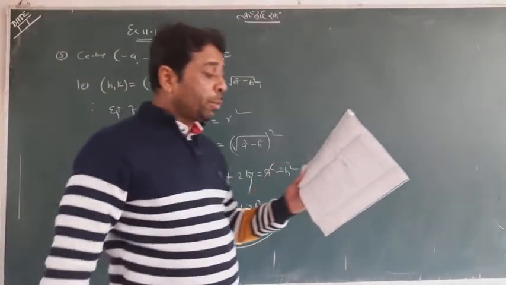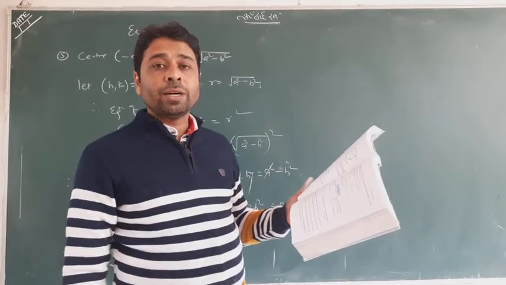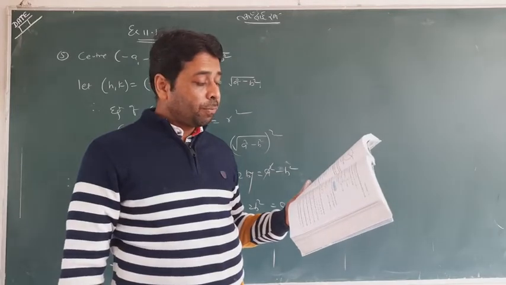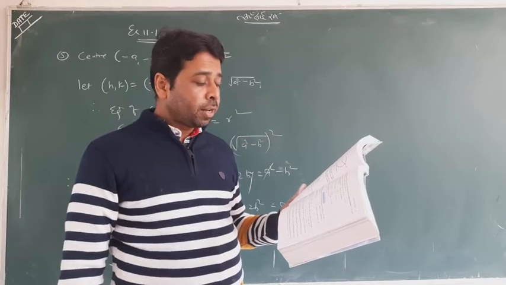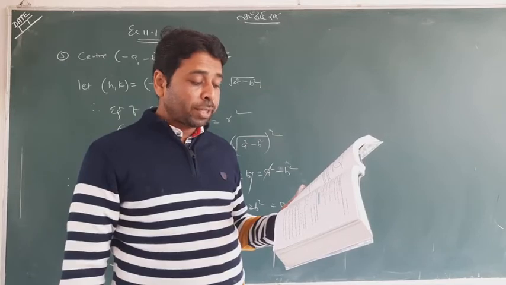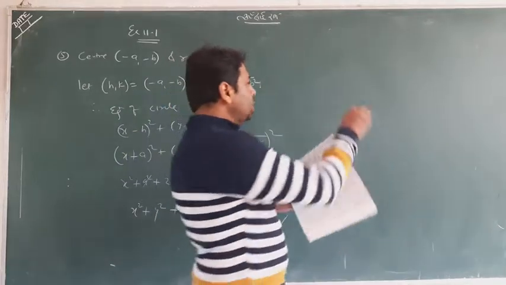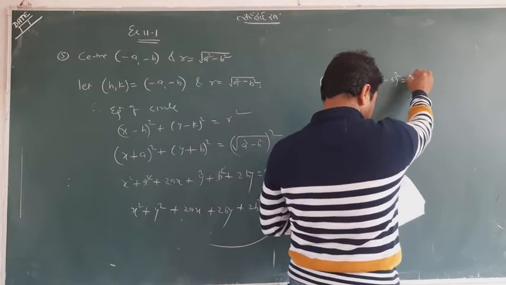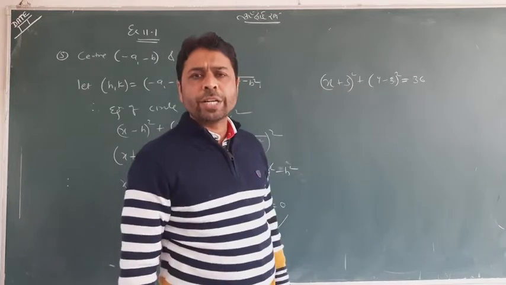Now from question number 6 to 9, an equation is given and you have to find the center and radius. You know how we did it in example number 3. I am telling you about question number 6 verbally, not writing. First you open it: x plus 5 whole square plus y minus 3 whole square equal to 36. The question is like that, and you have to find the center and radius.